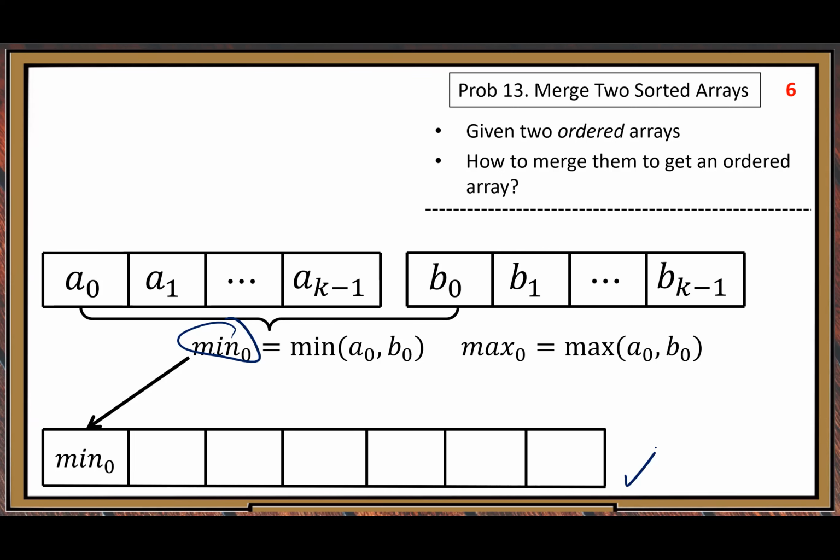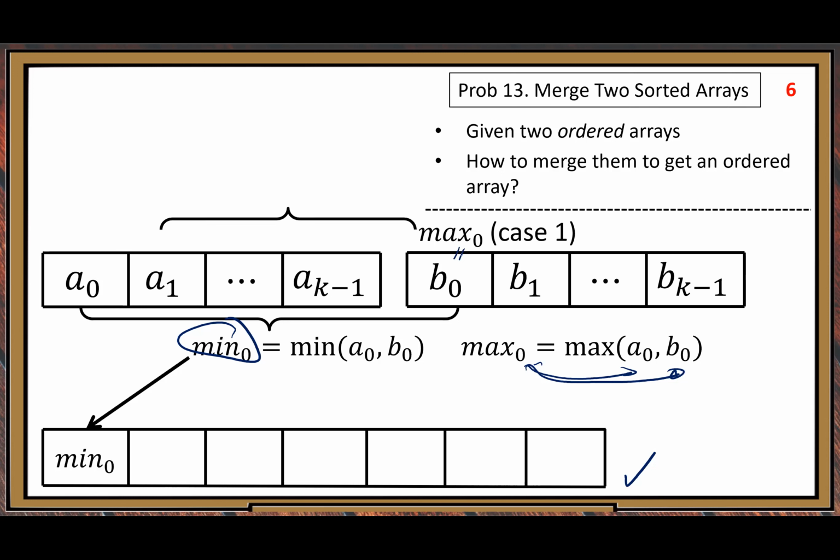All right, but the remaining one, that max 0, we don't know its location. Here, there are two possibilities. Max 0 could be A0 and it could be B0. Here we consider case 1, max 0 is B0.